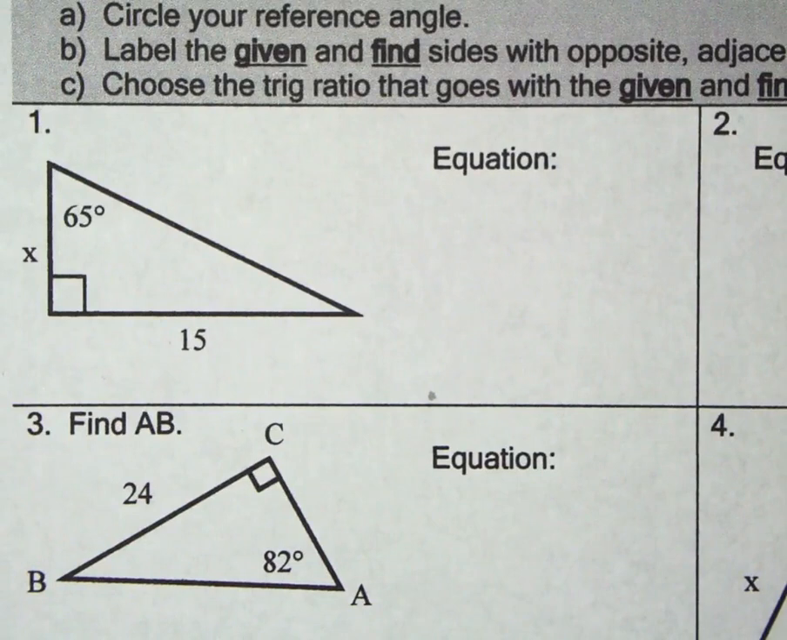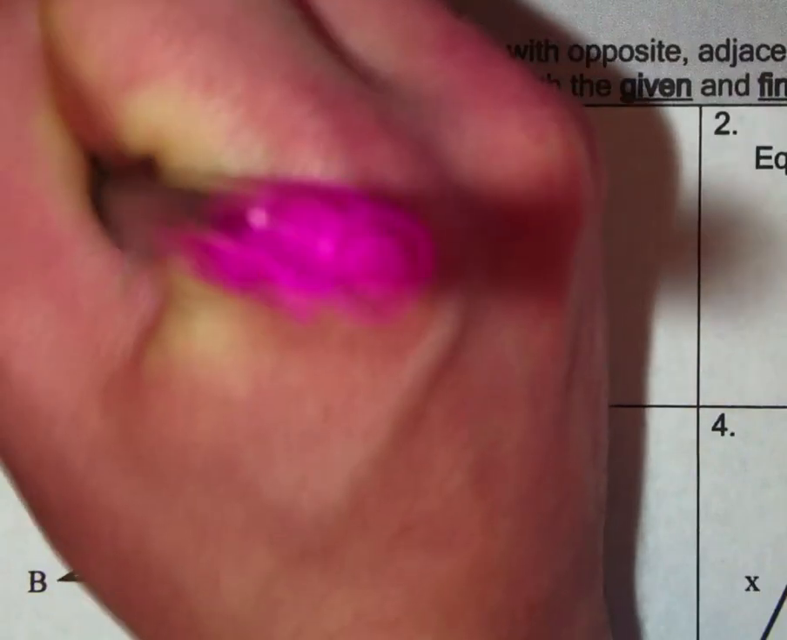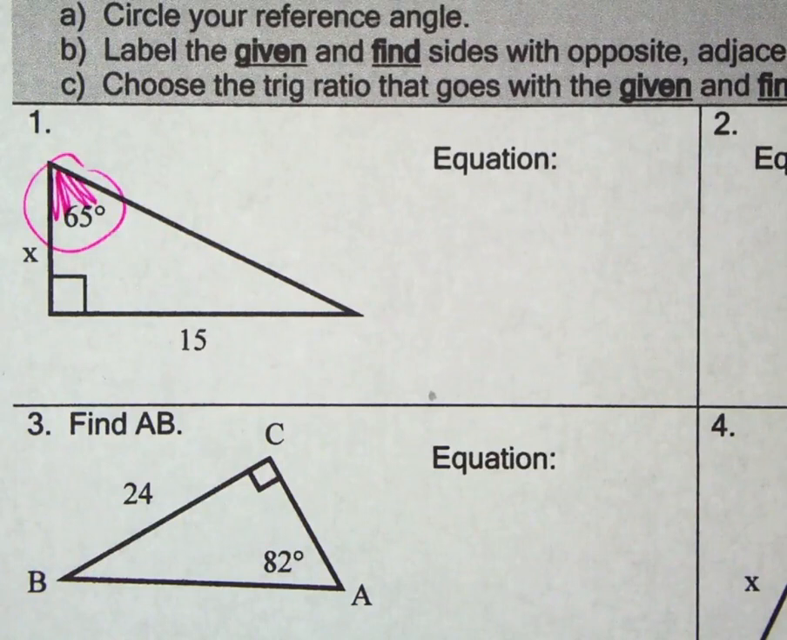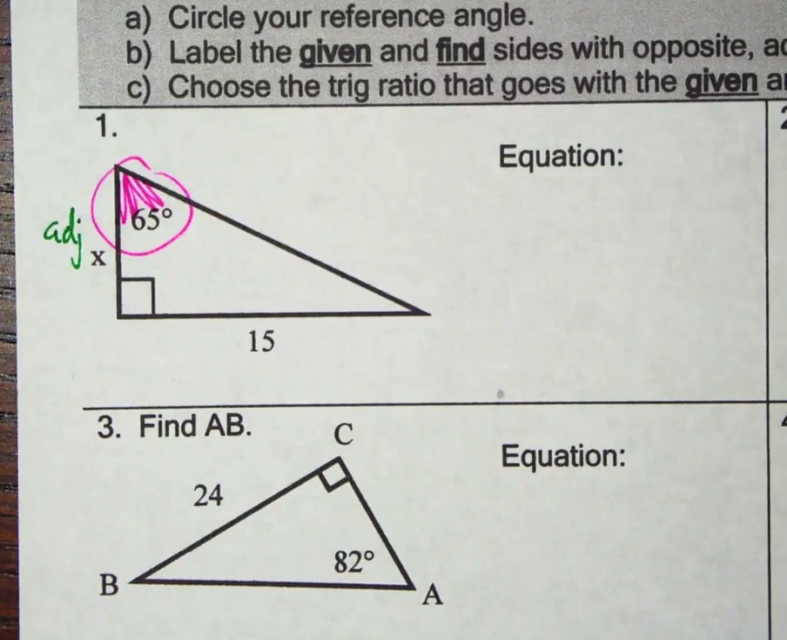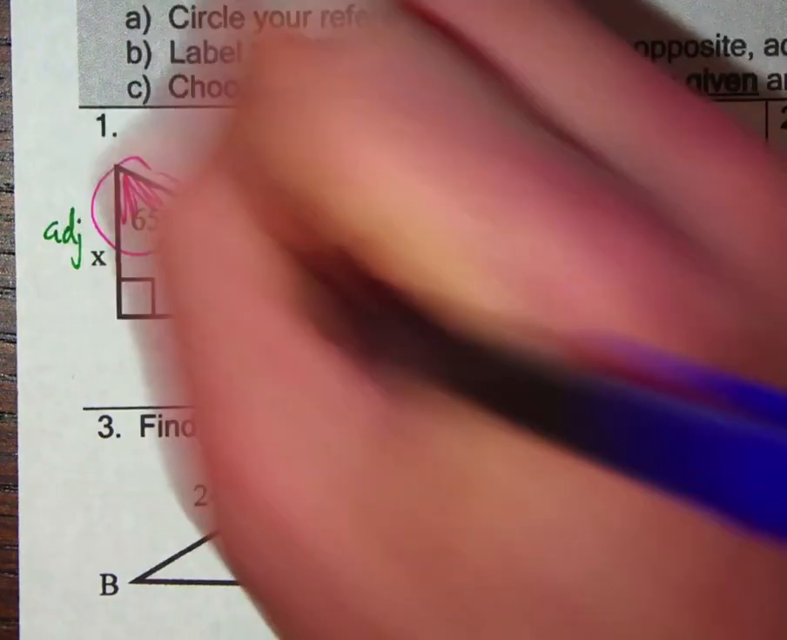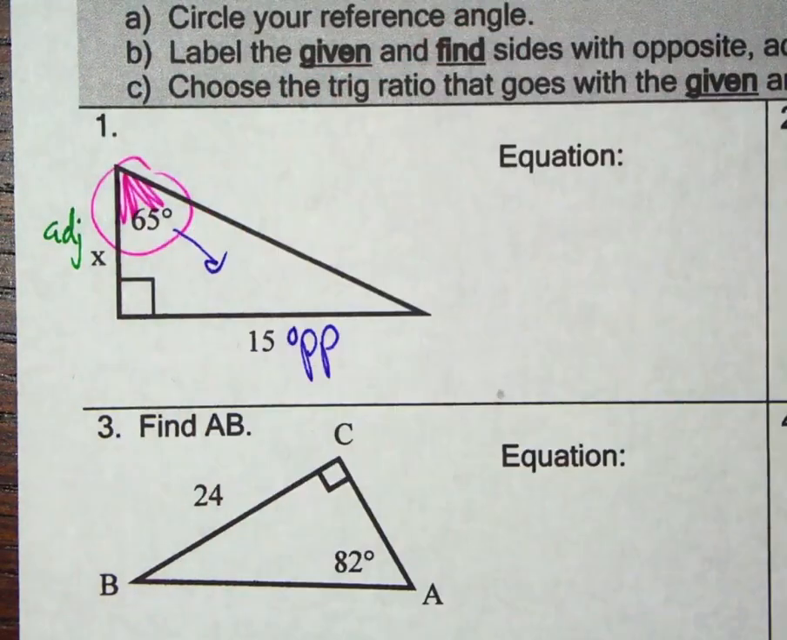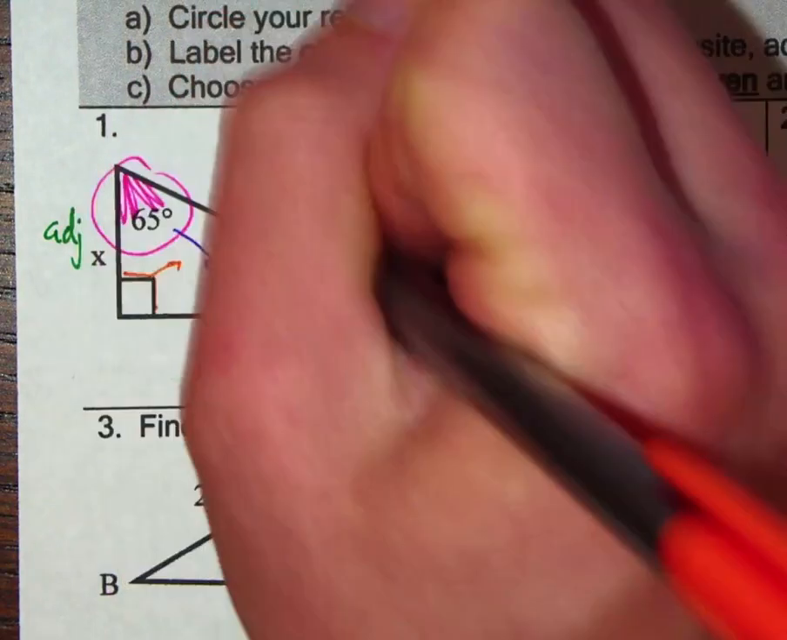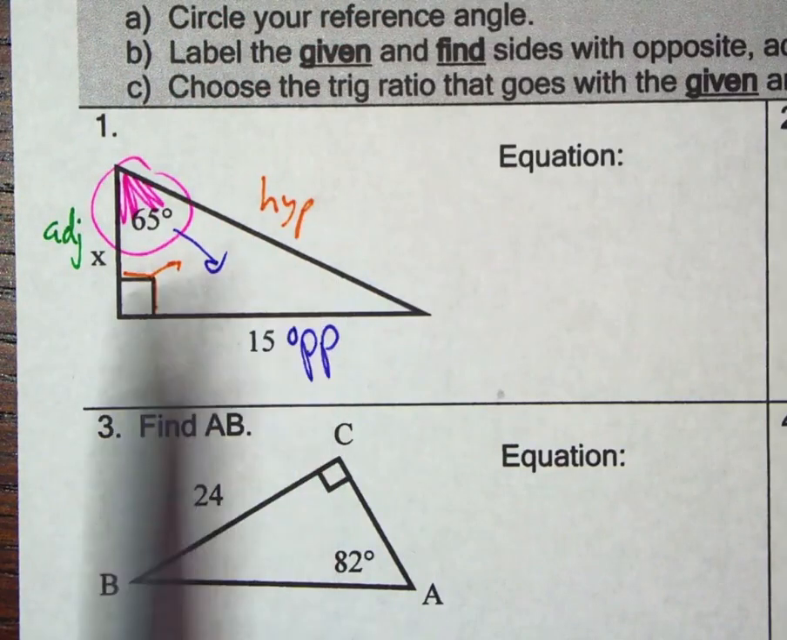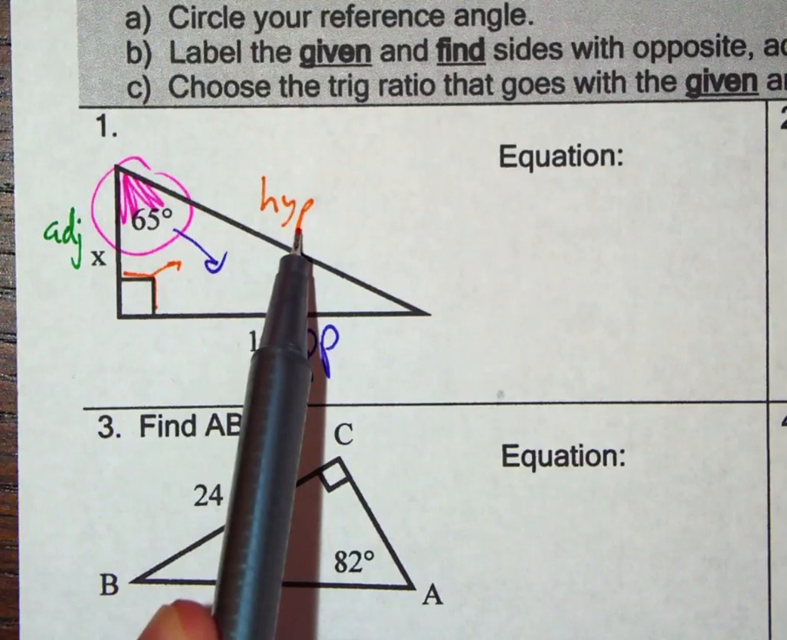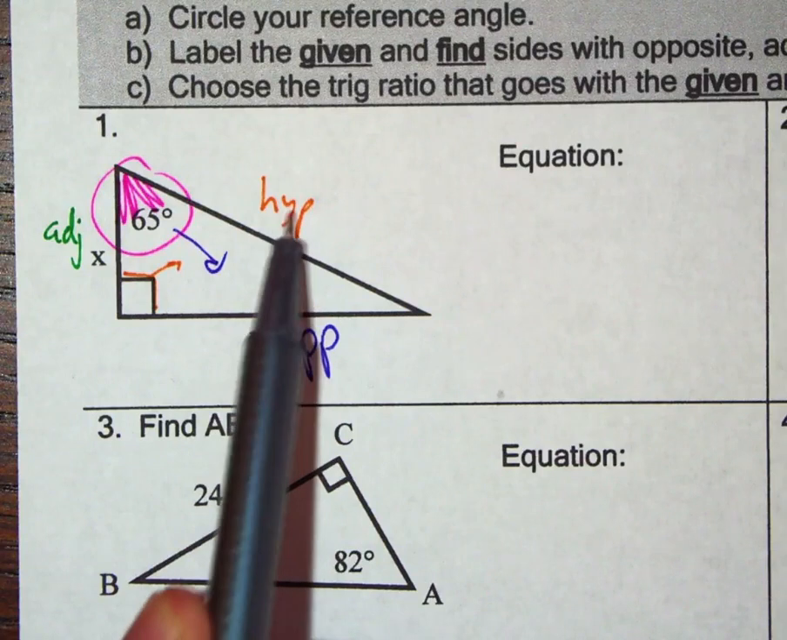My reference angle to start. Okay, you can see it's 65 degrees here. That's what's given to me. And the adjacent side is right here, and the opposite side is right here. Now I can go mark up the hypotenuse, if I want, but it wasn't given to me. There's no number there, and it's not what I'm looking for. There's no x. So I don't really have to mark that up, so to speak.